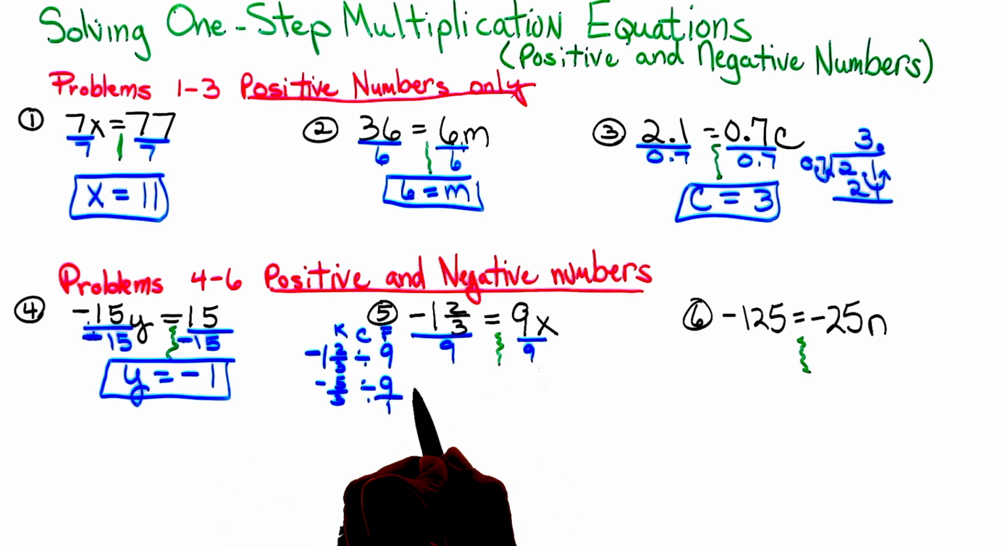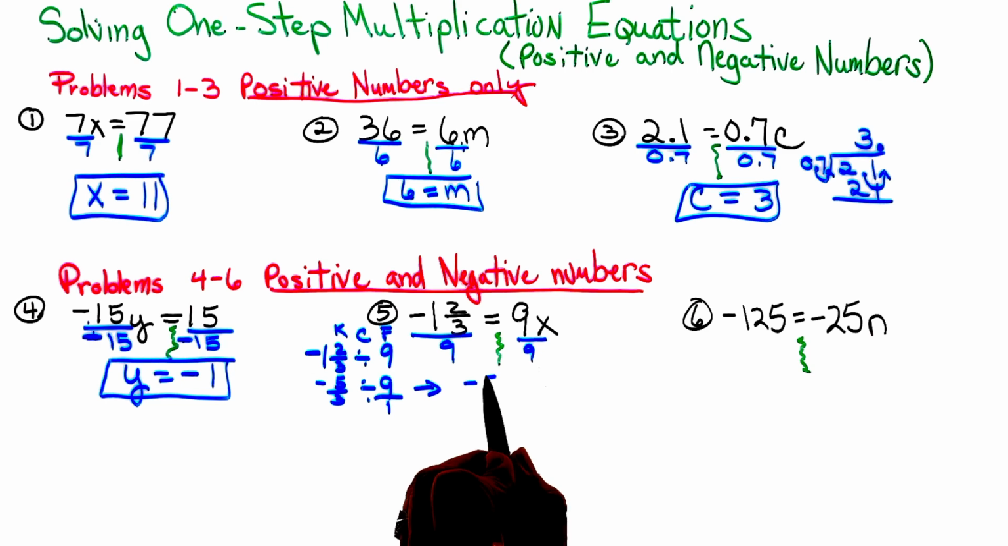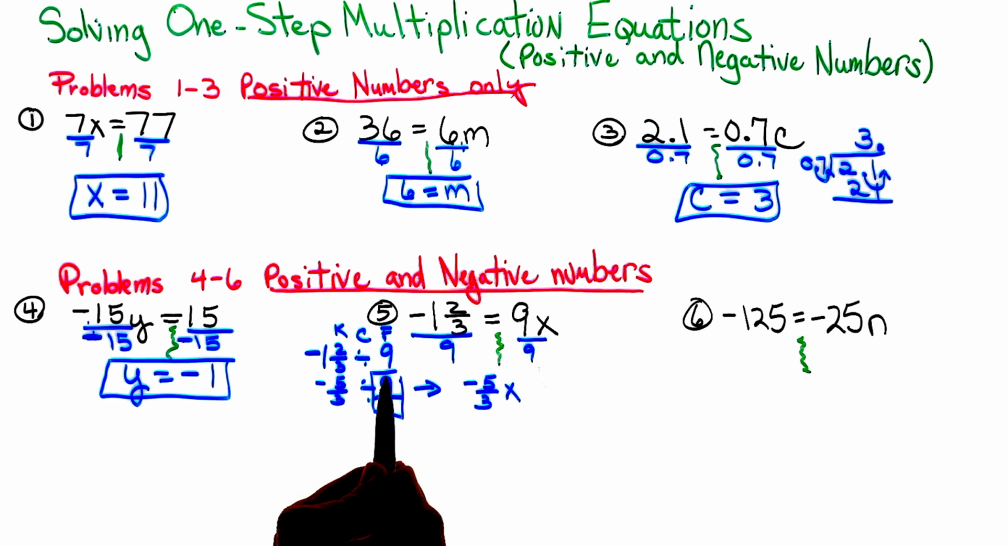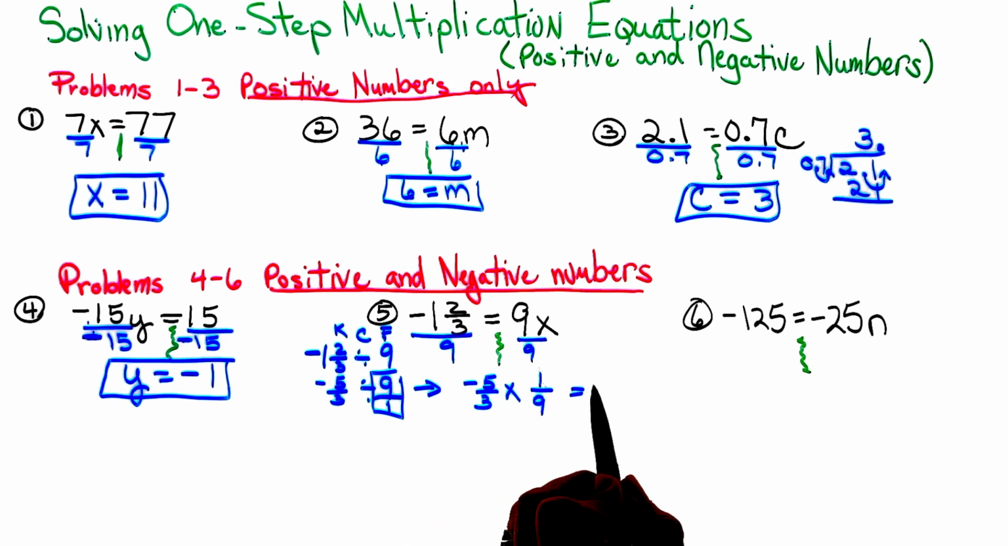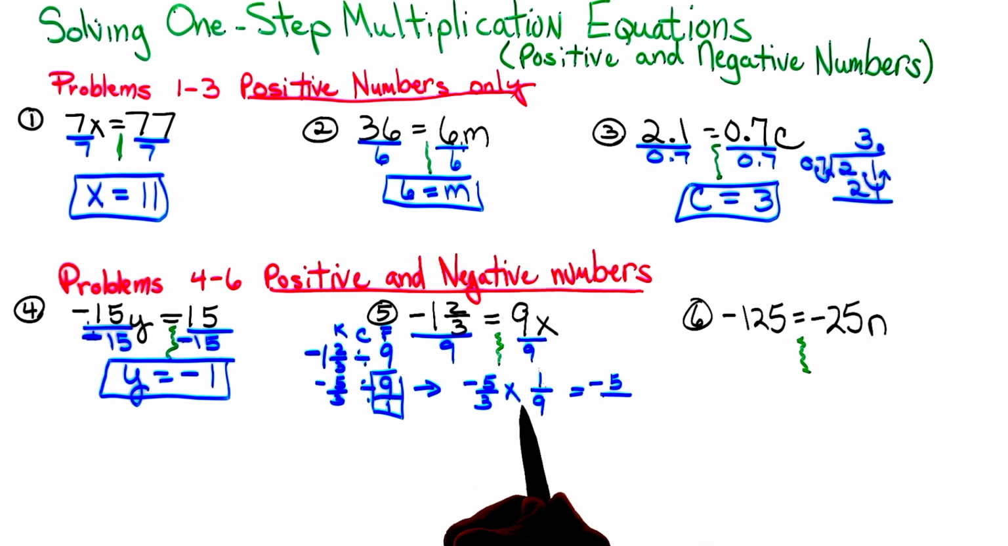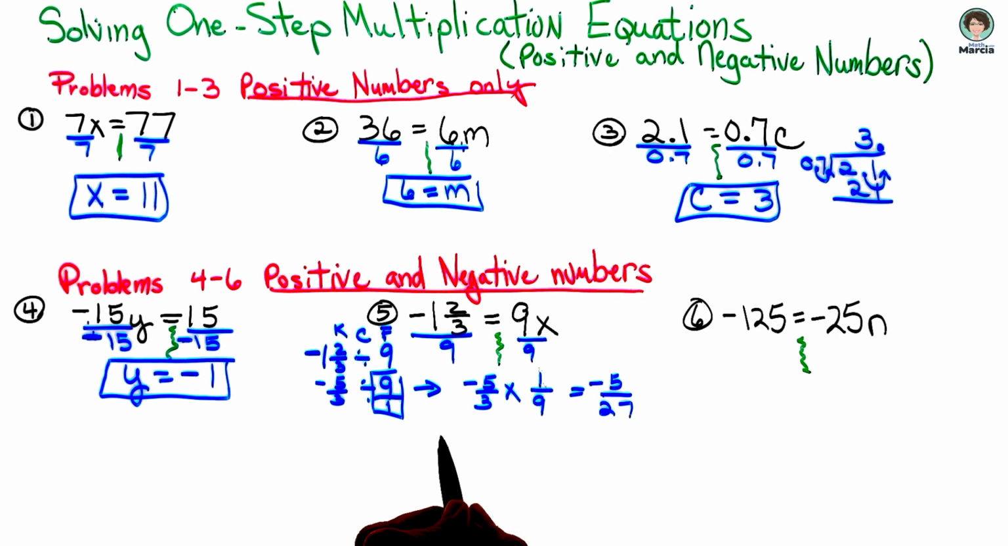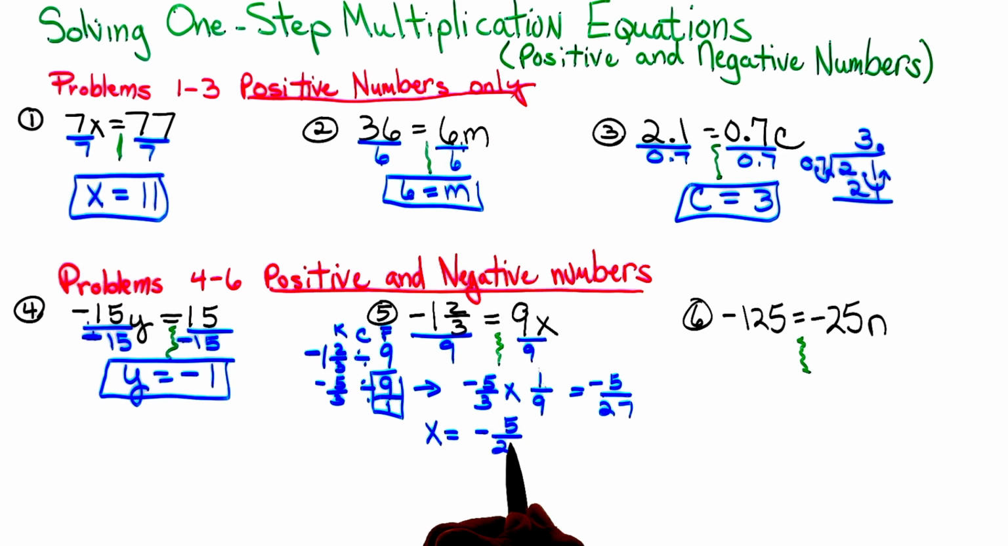So I'm going to do my work over here. So I get a negative 5/3 times, again, you always flip, you write the reciprocal of the number after the division sign, a 1/9. And when I multiply straight across, I get negative 5 times 1 is a negative 5 over 3 times 9 is 27. And that may sound like a weird answer, but that actually is our correct answer. x is equal to a negative 5/27. There it is. A lot of work when you have fractions given to you.